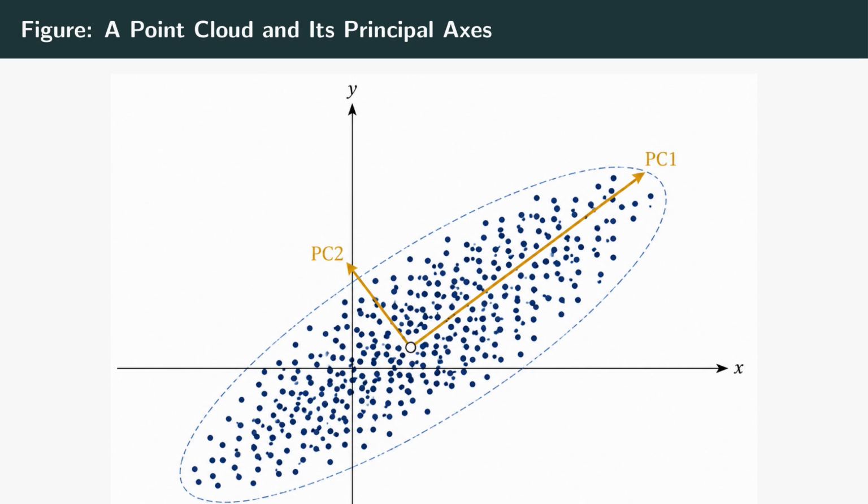The shorter arrow, labeled PC2, is perpendicular to it, along the thin direction of the cloud, where there is much less spread. The faint dashed ellipse hugging the points is the one standard deviation contour, and its axes are exactly these two principal components. The lesson is visual and immediate. PC1 captures almost all of the variation, so if we kept only the PC1 coordinate of each point and discarded PC2, we would lose very little. That is dimensionality reduction, replacing two numbers with one while keeping the shape that matters. In real problems, we collapse thousands of dimensions down to a handful this way.